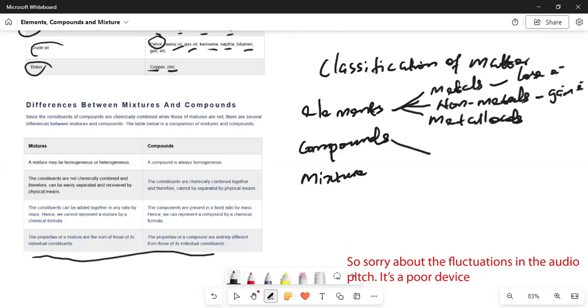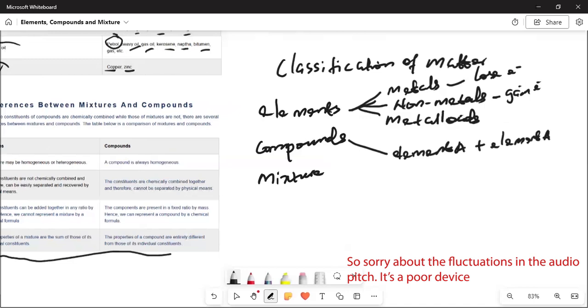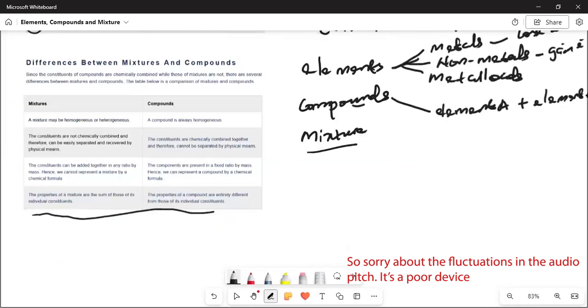Then we come to compound. A compound is a substance that contains two or more elements chemically combined together. Two or more elements, that is element A plus element B, react chemically to form a new substance from the elements that combined. It's a compound. And because the elements combined are always present in a fixed ratio by mass, we can represent the compound with a chemical formula, unlike a mixture, where the components are not present in a fixed ratio by mass. Hence, we cannot represent a mixture by a chemical formula. That brings us to the end of this.